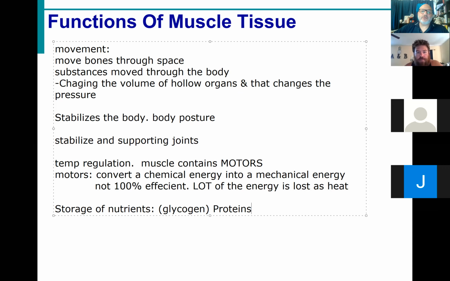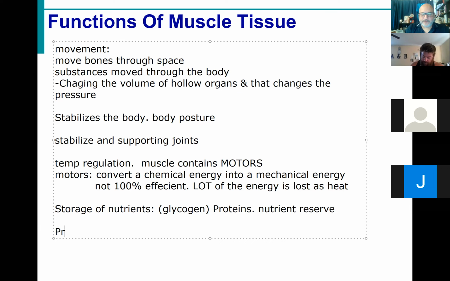And so what happens is when you go into starvation mode, we start breaking down those proteins and releasing them into the blood so the body can get the amino acids that it needs to survive. So basically our muscle acts as a nutrient reserve. When you're starving yourself, you are much more likely to break down muscle tissue than you are to break down fat to get the resources necessary for your body to function.